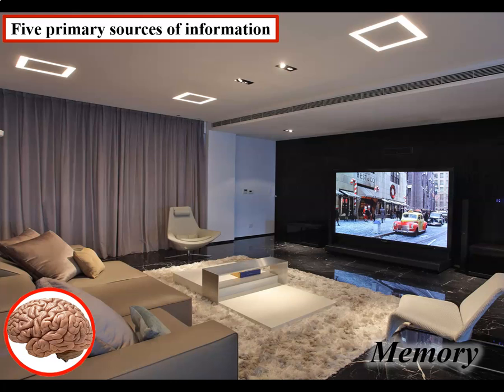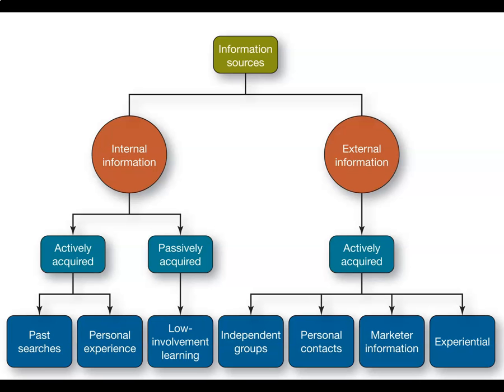If I tell you as a consumer behavior student that there are 5 primary sources of information, where do you imagine marketing information falls in that order? If you think it's second or third, you'd be mistaken. This figure in your text does a great job of helping students understand the various information sources as a function of either internal or external information.